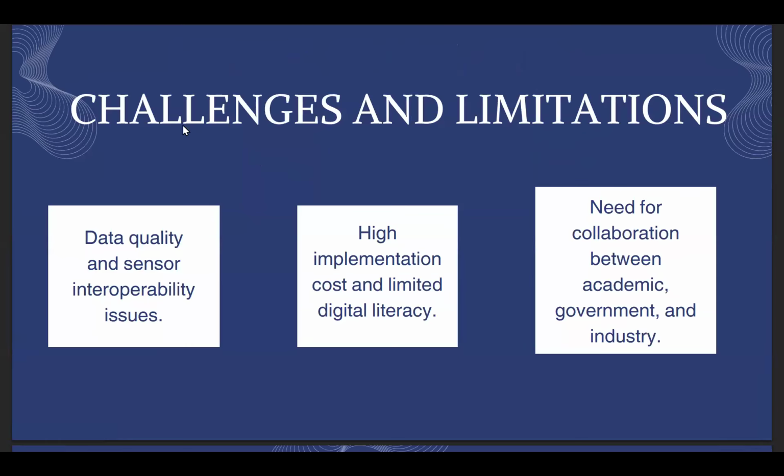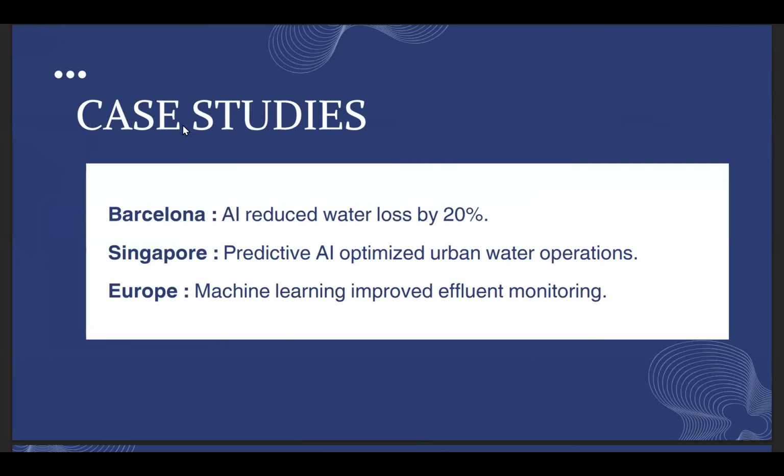Let us look at the challenges and limitations. Despite its benefits, AI adoption faces quite a few challenges. The first major thing is data. Data quality and sensor interoperability are major issues. High implementation costs limit adoption in developing regions. There is also a lack of digital literacy and skilled professionals. Strong collaboration between academia and the government is the solution.